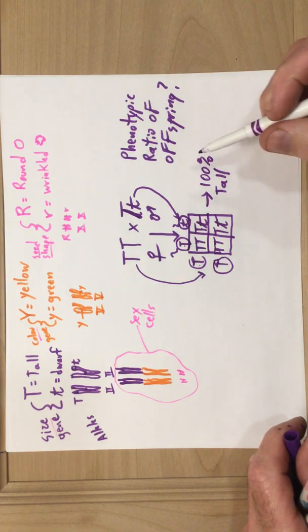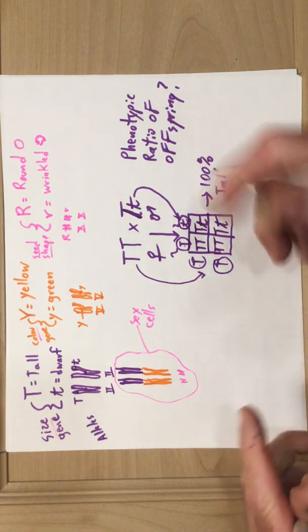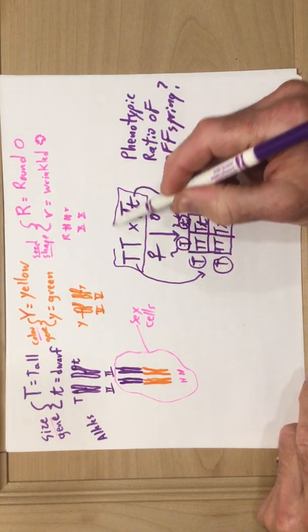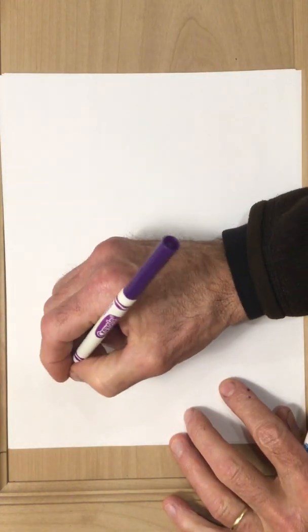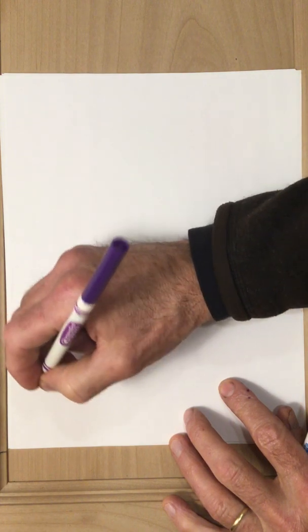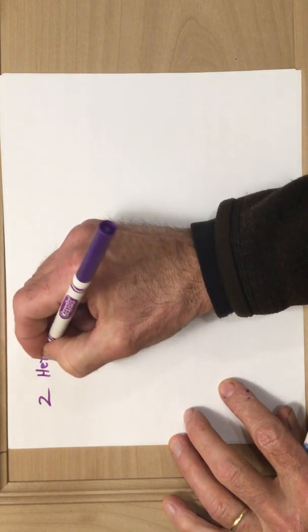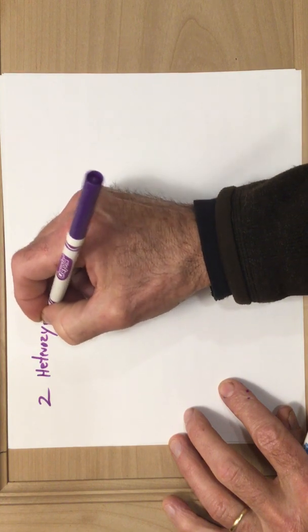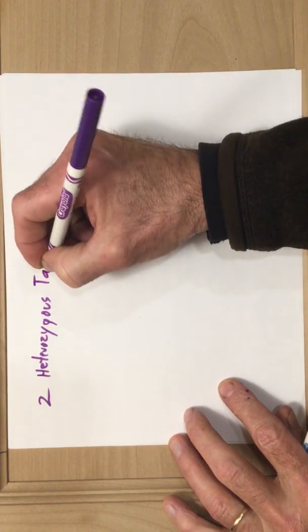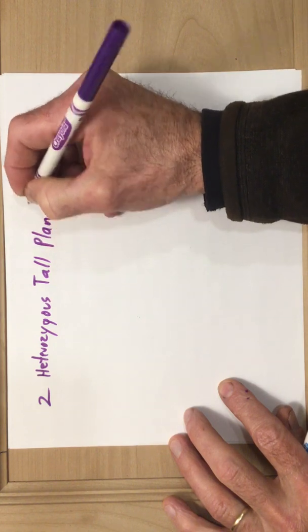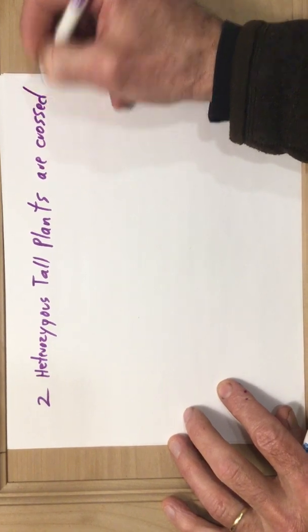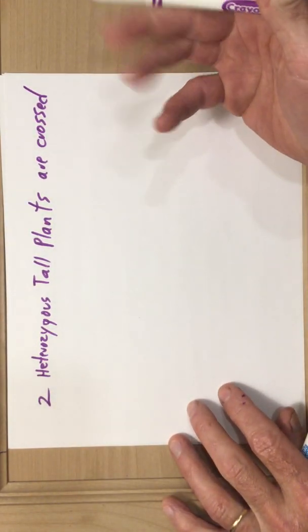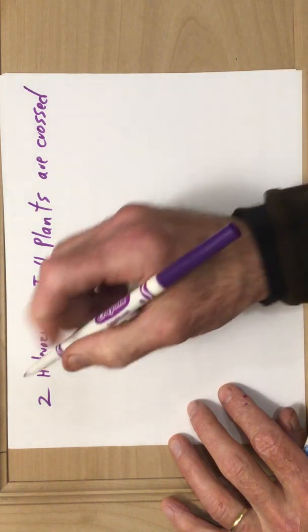So far? All right, now the chances of there being a short plant with these 2 parents is 0%. You can't have a short plant. But let's go on a little bit farther. Let's just say we have 2 heterozygous tall plants are crossed. That's how the questions are going to be asked on the quiz. 2 heterozygous tall plants are crossed.